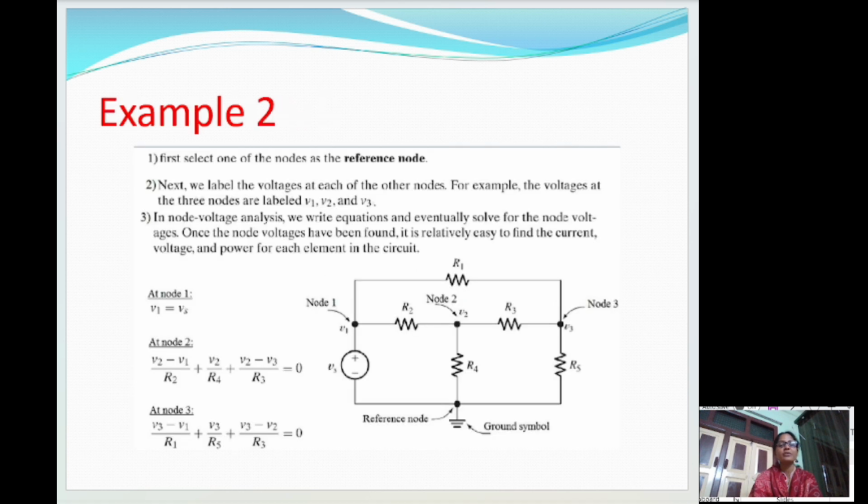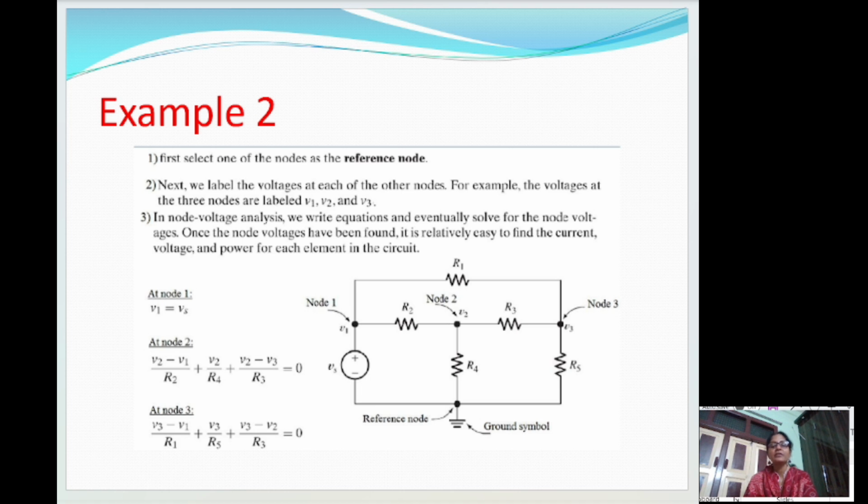Now, if I discuss one example, then it is clear to you how we can apply nodal analysis for a given network. First, select one of the nodes as the reference node. Next, assign the node voltages. Here also there are three nodes, 1, 2 and 3, and node voltages are V1, V2 and V3. As this V1 is directly connected to this Vs, so at node 1, V1 is equal to Vs.